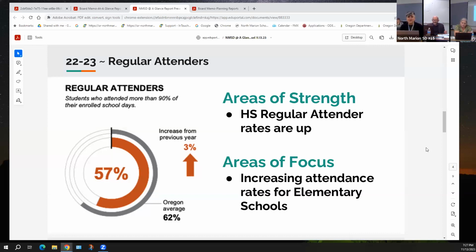So some areas of strength though, our high school attendance is looking strong. We want to keep it growing. It's not like it's at 99% by any means, but we see some real growth there, especially compared to other high schools in the state. And we know that our area of focus is those attendance rates at the elementary schools. And we know that there's a link between those things as well.